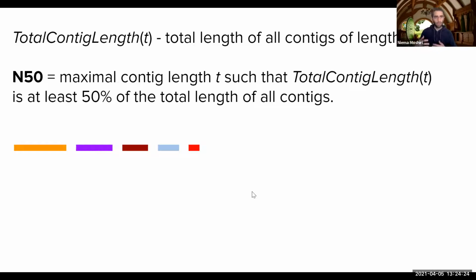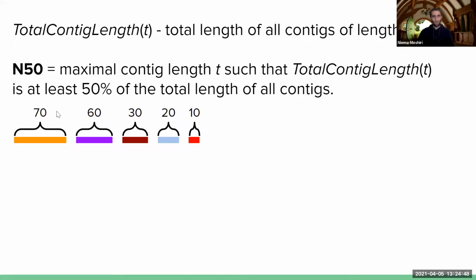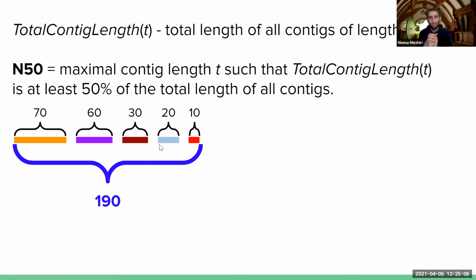And one metric that's used to define how good a genome assembly is called N50. So N50 is the maximal contig length T such that total contig length of that length T is at least 50% of the total length of all the contigs. And this sounds really weird, but this example that I'm going to go through might hopefully make more sense. So imagine I have these 5 contigs. The longest one is length 70, then length 60, then 30, then 20, then 10. The total length, the sum of all of these contig lengths, is 70 plus 60 plus 30 plus 20 plus 10, so the total length is 190.